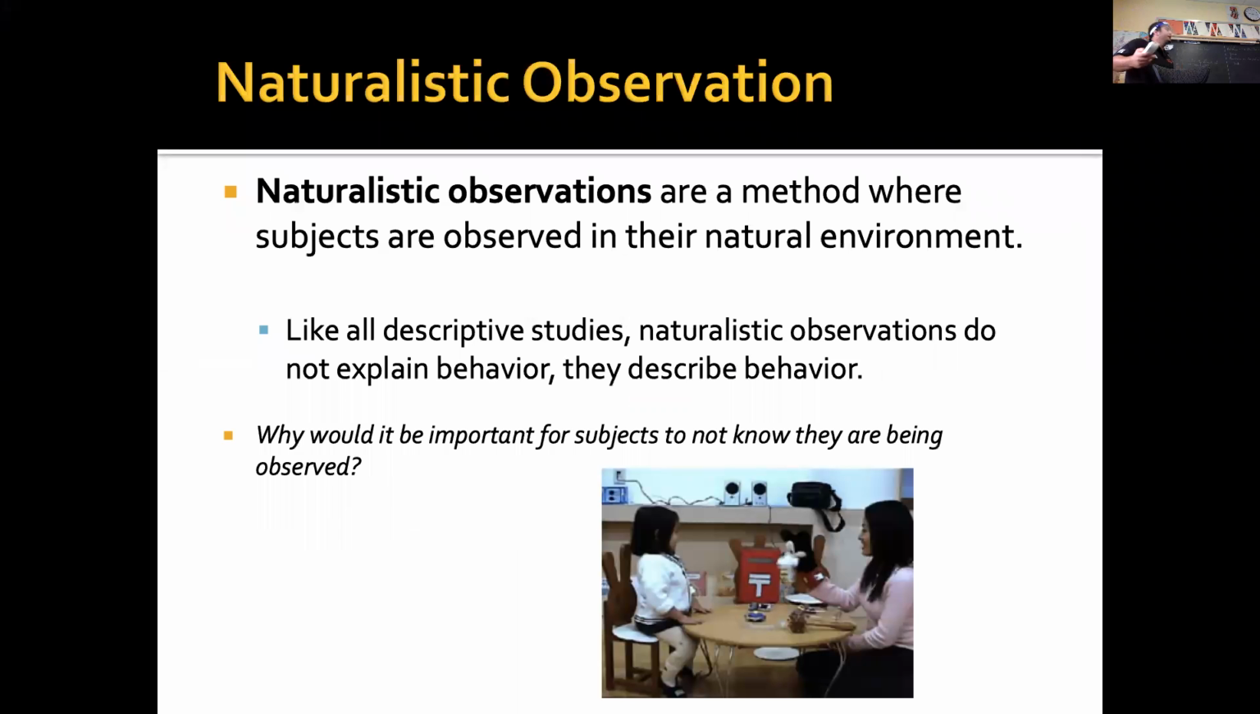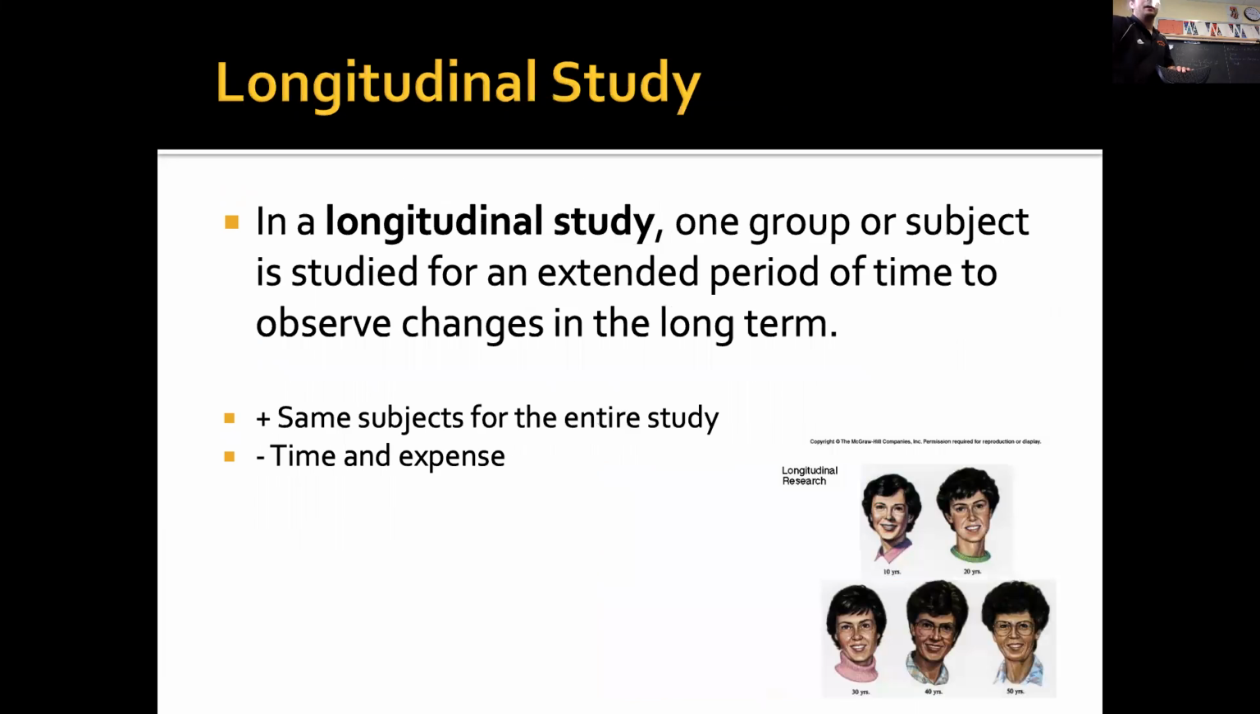All right, so we finished up with naturalistic observation, how we're studying people, organisms, animals, whatever have you, in their natural setting. If we let them know that we're studying them, they might act a little bit different. Obviously, they might have different characteristics or behaviors if they know we are studying them at that given time. So, longitudinal study, like I mentioned before, we're studying one group or one person for a long period of time.